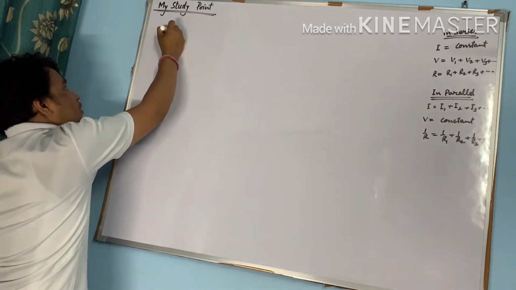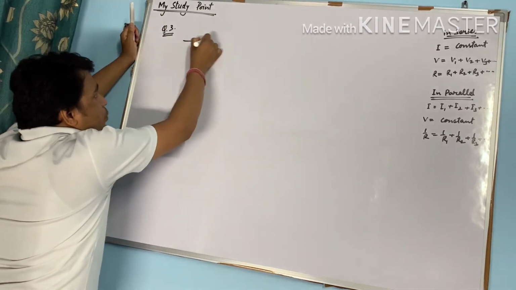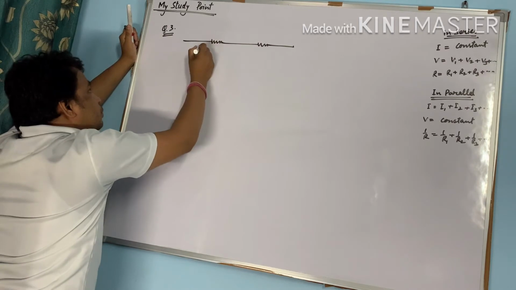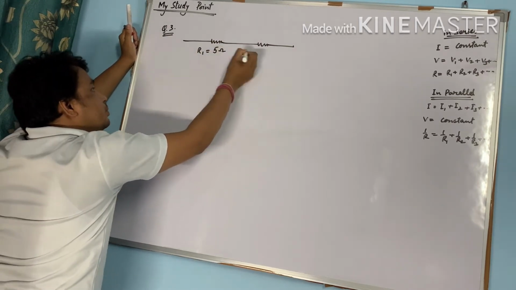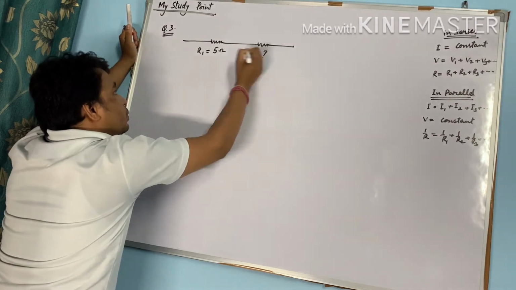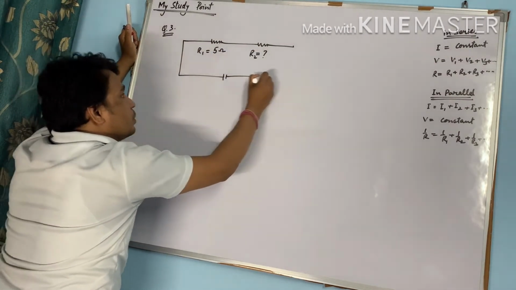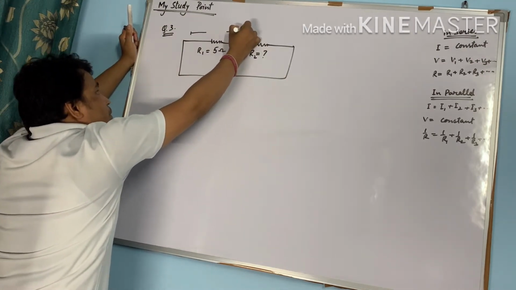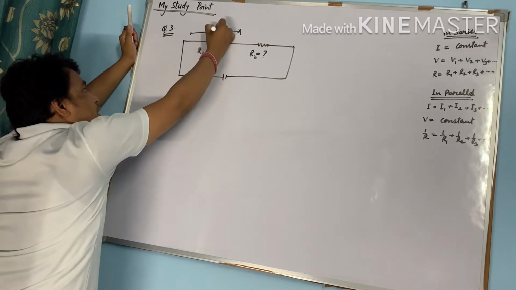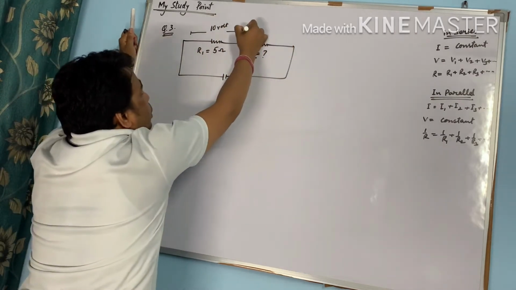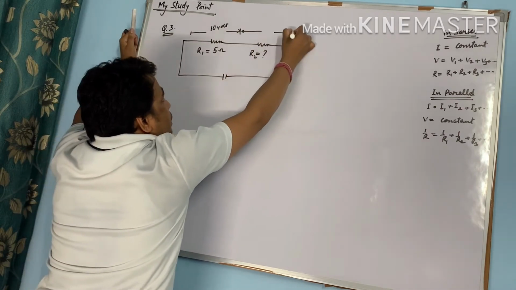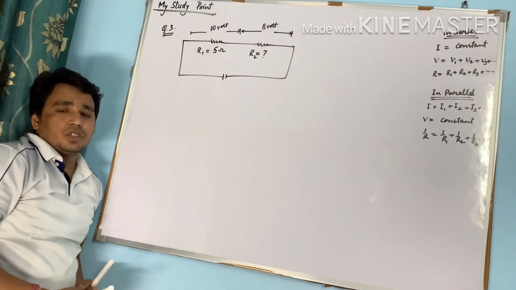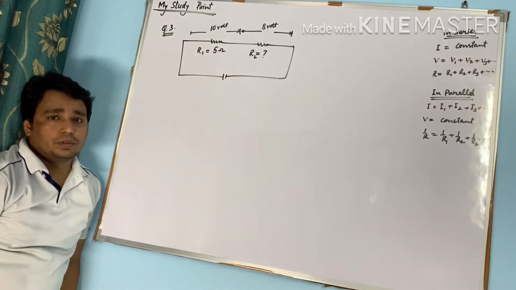Third question is a bit tricky. 2 resistors are connected in series. First one is 5 ohm, second one we do not know. Okay, the potential difference across the first resistor is 10 volt and the potential difference across the second resistor is 8 volt. Okay, so this is the question where we have to find R2.